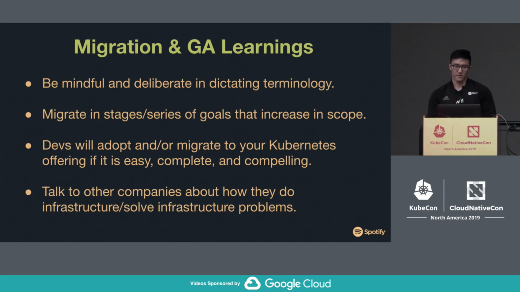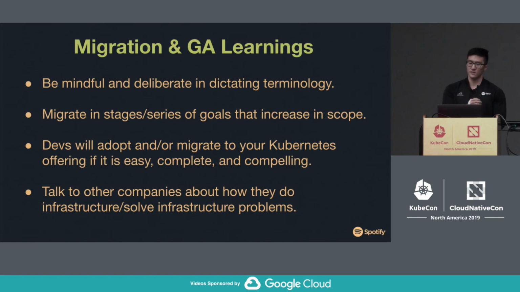And then the biggest learning for GA is that developers will adopt and or migrate to your Kubernetes offering if it is easy, complete, and compelling. This is a refining of the saying, if you build it, they will come. That's not true. Developers are pretty busy and they hate complexity and pain. So if you implement your offering in a way that has those things, they're not going to migrate to it.